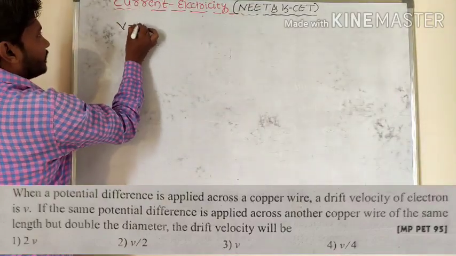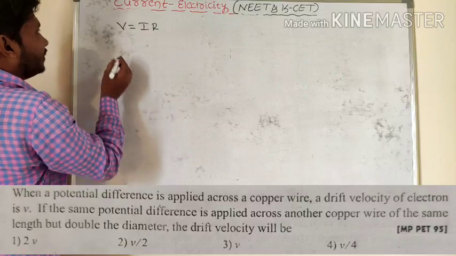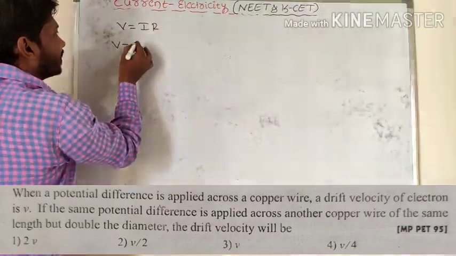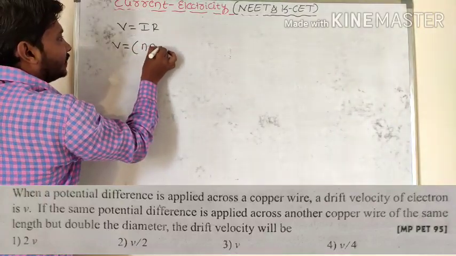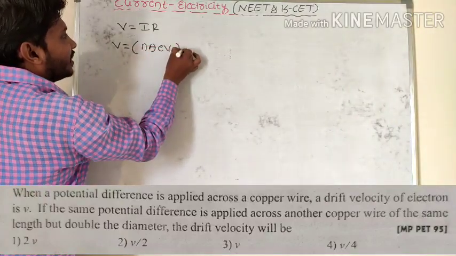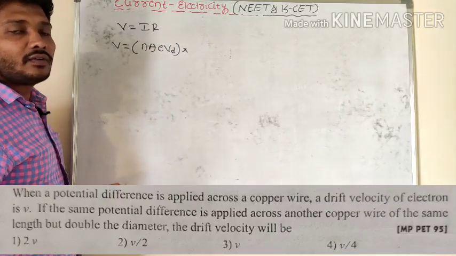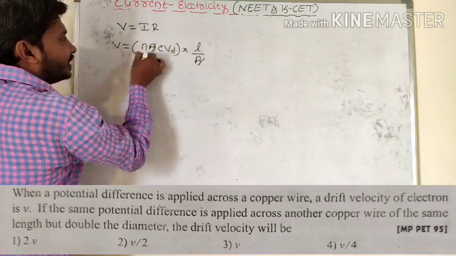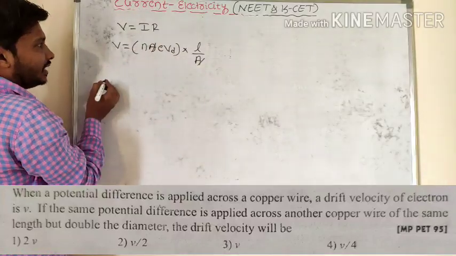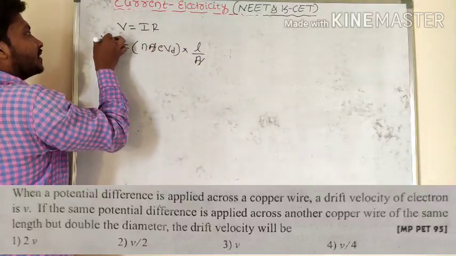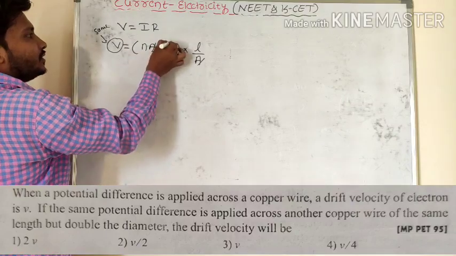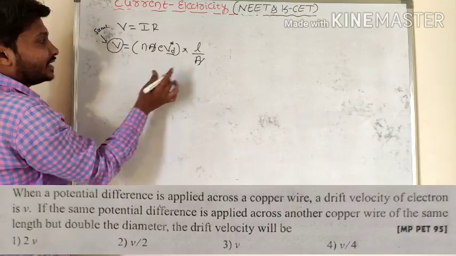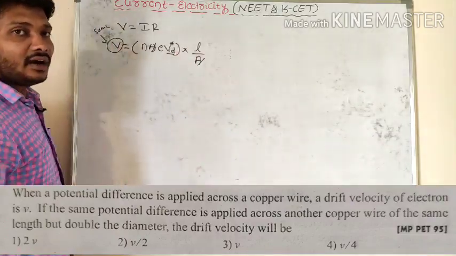For that purpose, from Ohm's law, V is equal to I into R. What is the relation between current and drift velocity? I is equal to n A e V of d. On what factors does resistance depend? Length and area. The area term gets cancelled out, and the potential is the same, so this drift velocity is independent of the area of cross section.